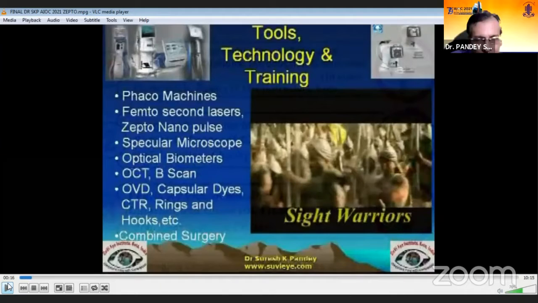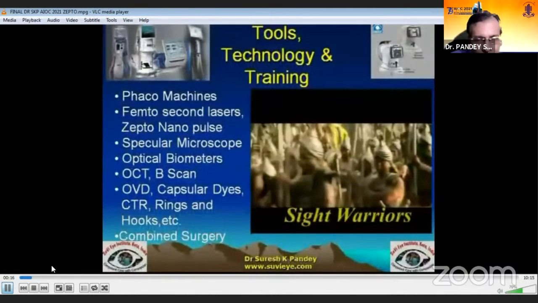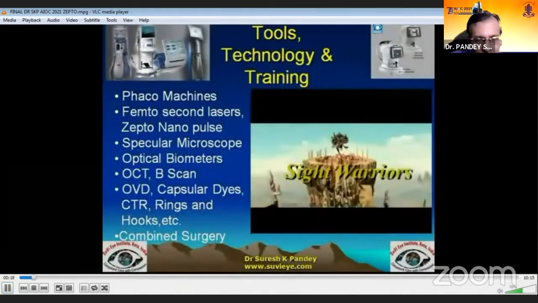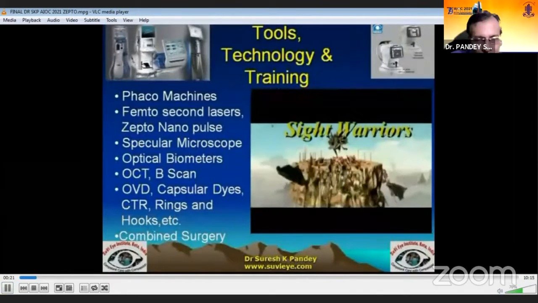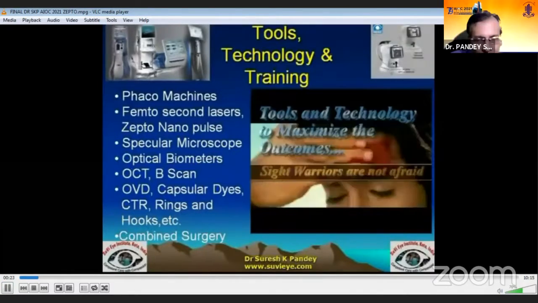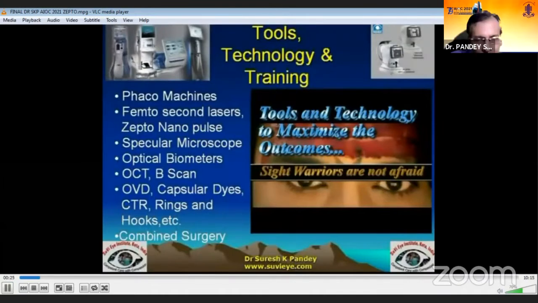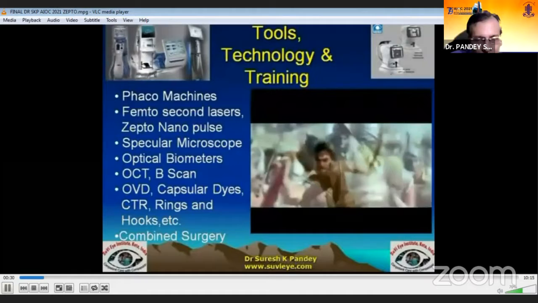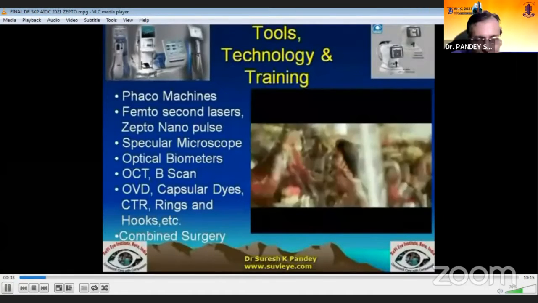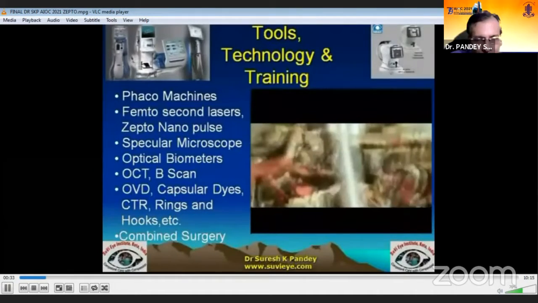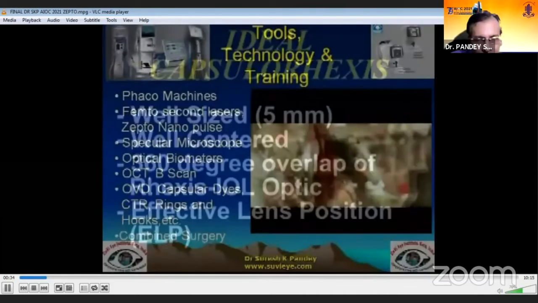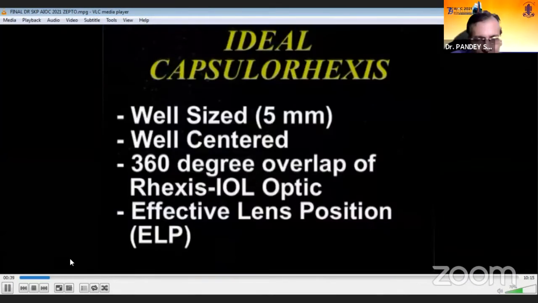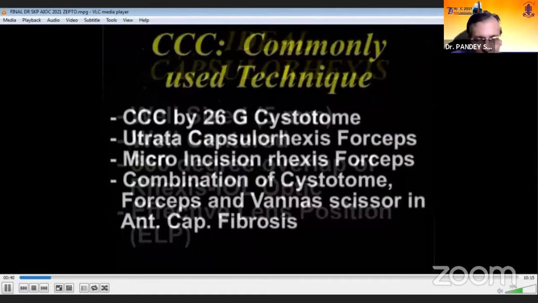So since the first lens was implanted by Sir Harold Ridley, there has been tremendous advancement in the tools, technology, and training for cataract surgery. We now have the wonderful phaco machines, femtosecond lasers, Zepto nanopulse technology, specular microscope, optical biometers, and OCT scans to deliver the best outcome. One of the most important steps for cataract surgery is the capsulorhexis.